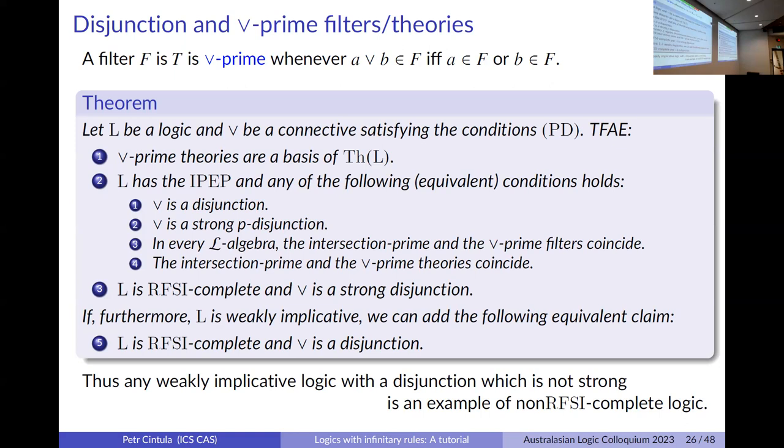So RFSI complete and strong disjunction, and if it's weakly implicative, then actually RFSI complete and disjunction. So if we have a weakly implicative logic with a disjunction which is not strong, that is an example of a logic which is not RFSI complete. So this is an example that the biggest class of generalization of finitary logic is actually not everything. Okay? And this can be found very easily. Take a Heyting algebra, which is a frame, there are frames, but not the dual frame, and define the logic of this particular algebra, and you get an extension which is not RFSI complete.